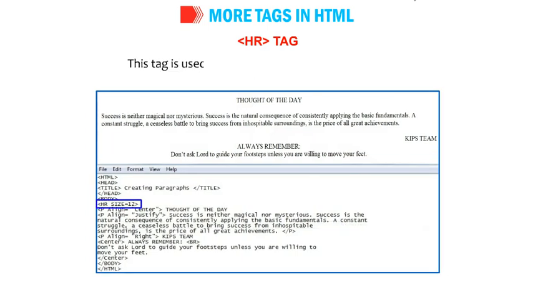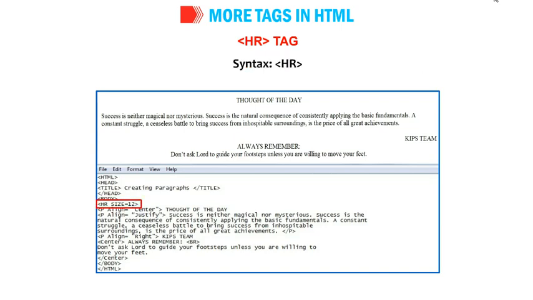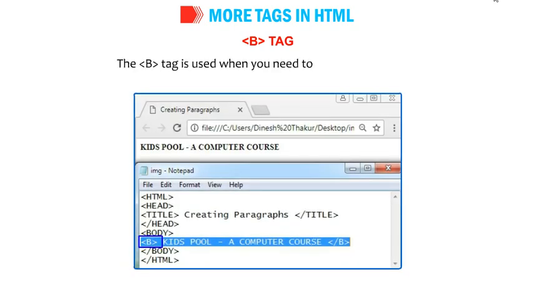HR tag. This tag is used as a separator between blocks of text. It draws a horizontal line across the page. It is an empty element and has no end tag. Type HR where you want to insert a horizontal line in between the text. Syntax: HR. B tag. The B tag is used when you need to emphasize the text.